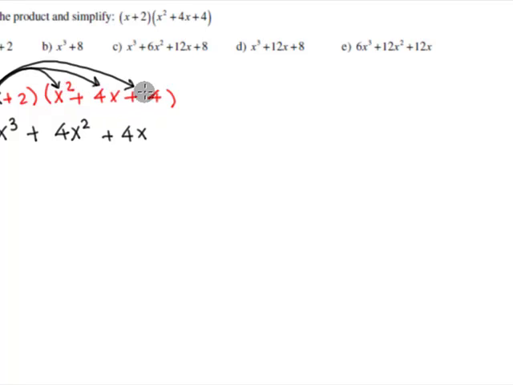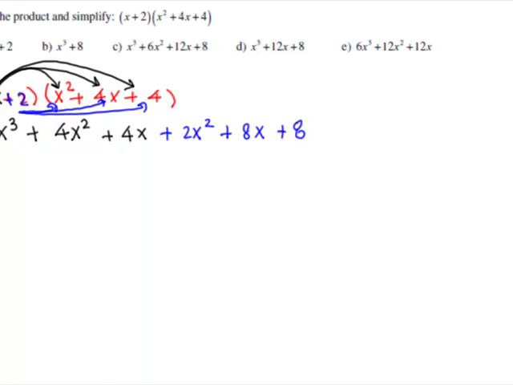Now we want to do it one more time with the second term of the binomial to every term of the second factor. So now we want positive 2. Positive 2 distributes to x squared, so we get positive 2x squared. Positive 2 times 4x is positive 8x. Positive 2 times positive 4 is going to give me positive 8.